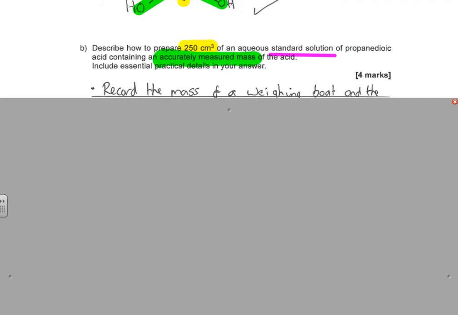Now, of course, if you go to your notes from last year and have a look at your amounts of substance part 2, you'll see the method for preparing a standard solution, and my model answer is generally based on that method. That would be the one that we're going to use. A couple of things to be aware of as we go through it though.